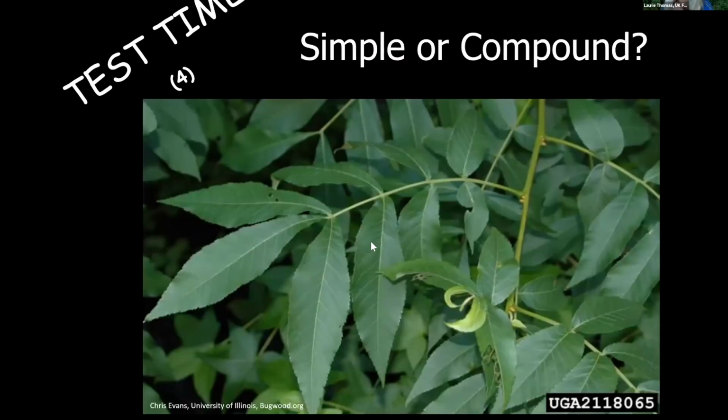Ooh, this one's a little trickier, but our bud does show up quite well. Right there's our bud. So we have a compound leaf. This is a bitternut hickory, a nice big pinnately compound leaf.